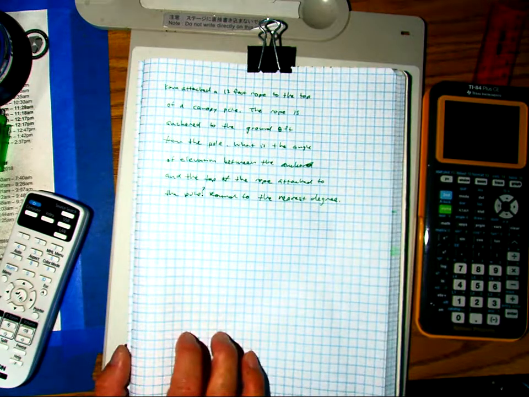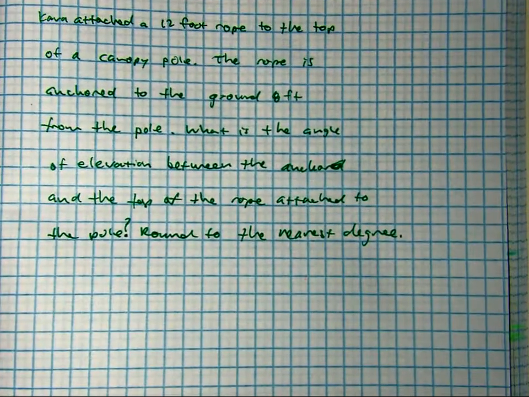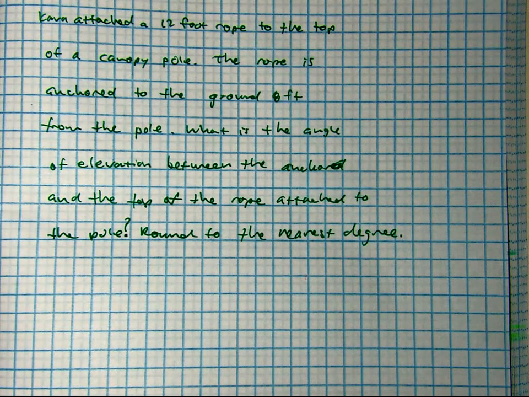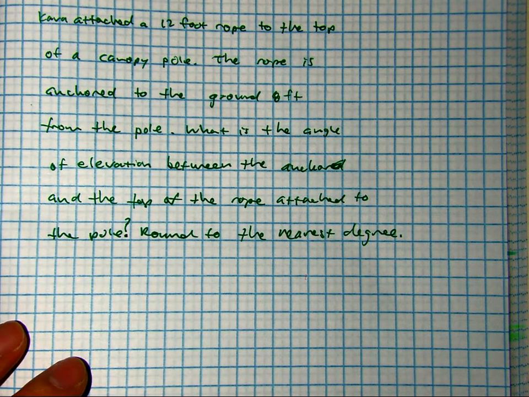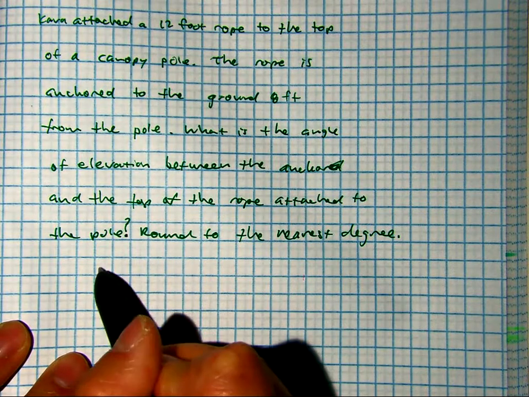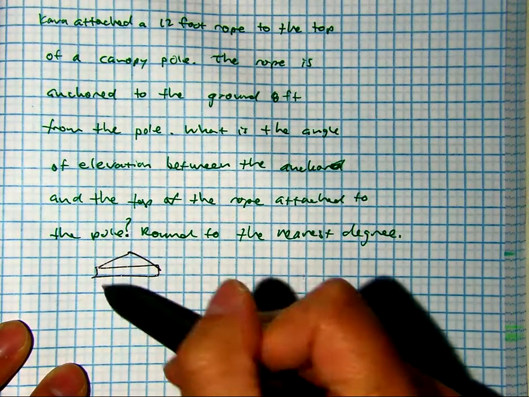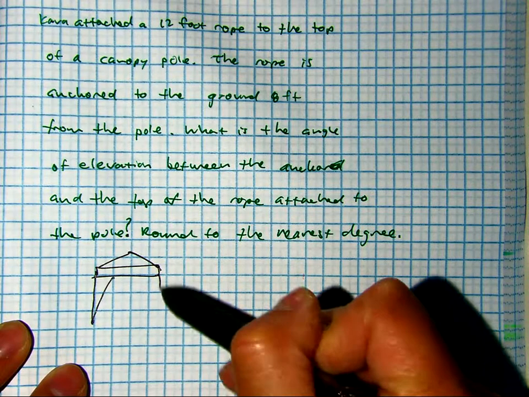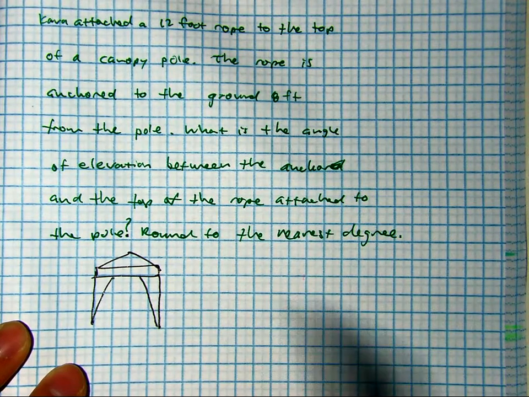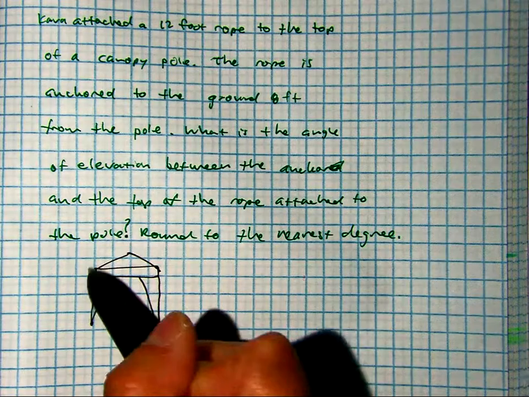Alright, and this problem says Kara attached a 12-foot rope to the top of a canopy pole. So let's draw a canopy. If you're not an artist, that's okay. Kind of think of those easy ups. This is my canopy. Sometimes if they get kind of big, you need to secure it, right?